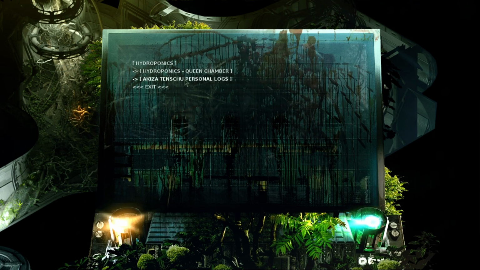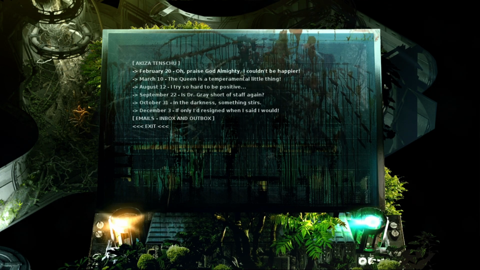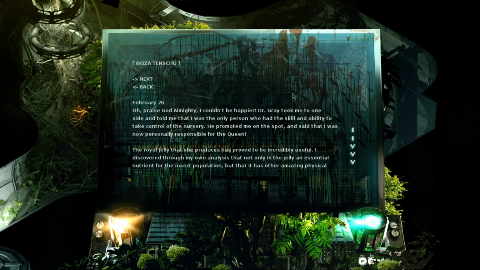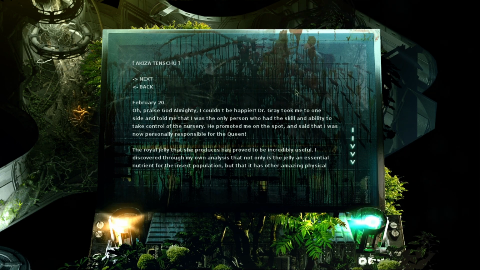Akiza Tenshu, personal logs. Let's have a look. Oh, praise God Almighty, I couldn't be happier. Dr. Gray took me to one side and told me that I was the only person who had the skill and ability to take control of the nursery. He promoted me on the spot and said that I was now personally responsible for the queen.